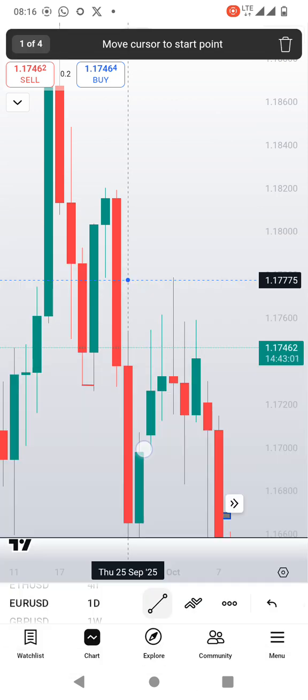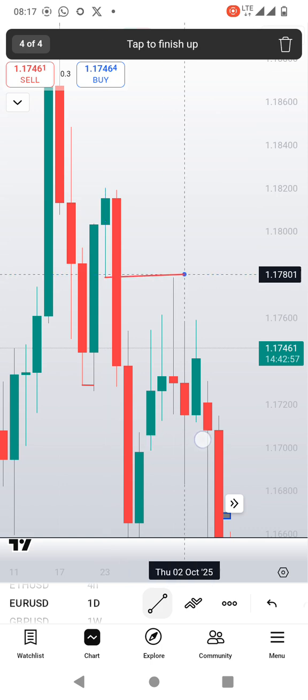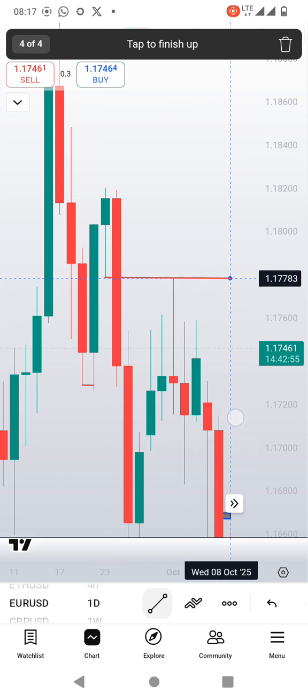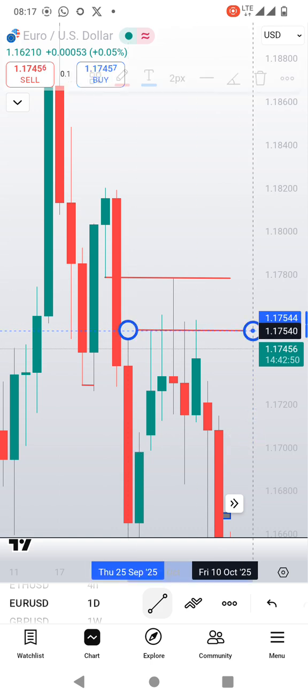We say 3 consecutive candlesticks, right? It doesn't matter what the color is. So this is the first one, we mark it out. And this is the third one, we mark it out. So the space between them is what is known as the fair value gap.